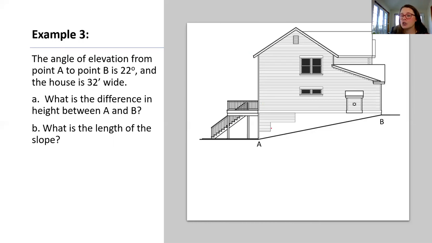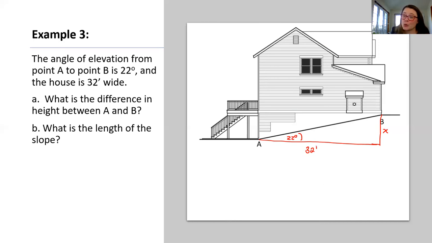So the first thing we're going to do is draw a triangle. Angle of elevation means we're going from horizontal. So here's your triangle. We know that this is 22 degrees. The width of the house, so this length here, is 32 feet. What is that height?